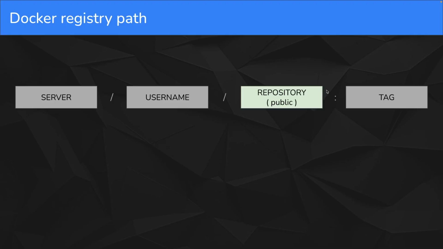Every image has a path that you need to use and you need to remember. The path is the server, then the username, or also called the namespace. Then you have the repository. In this case, we are talking about a public repository. And finally, we have the tag. We can use docker.io/library/golang, and we want to fetch the latest tag.